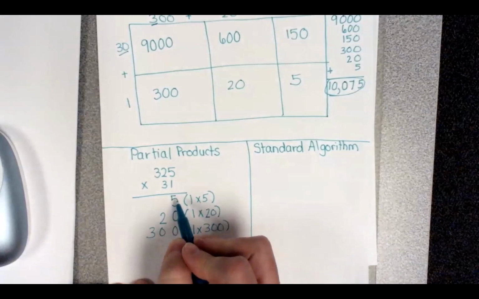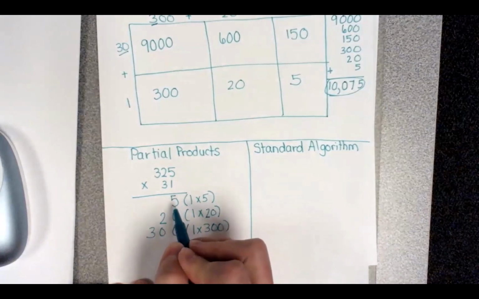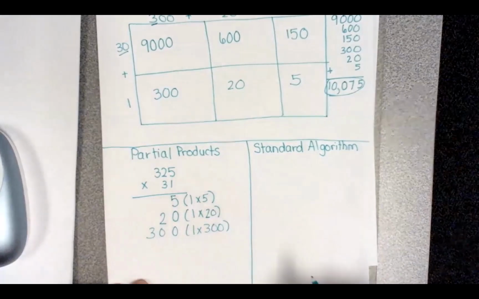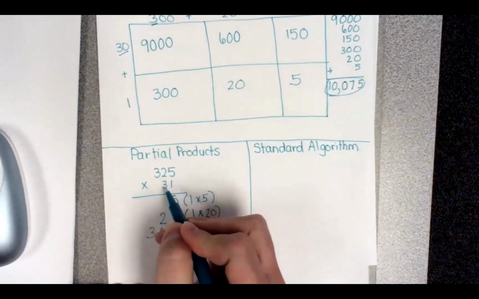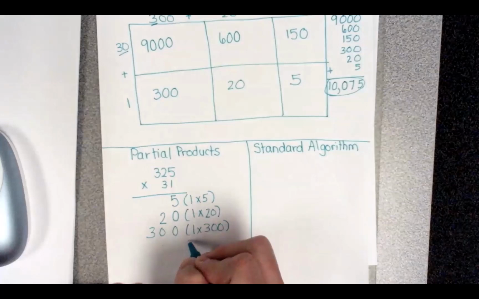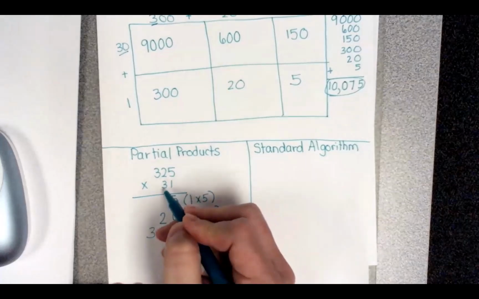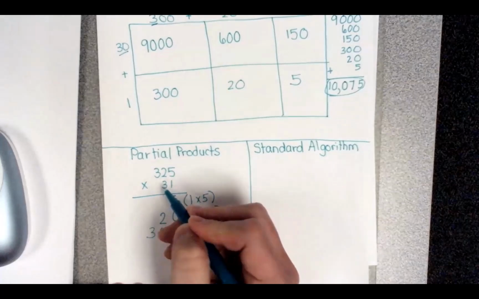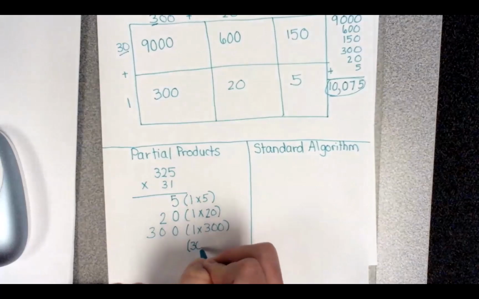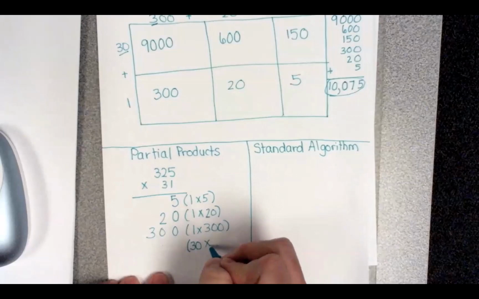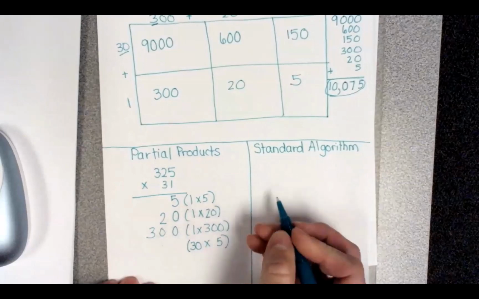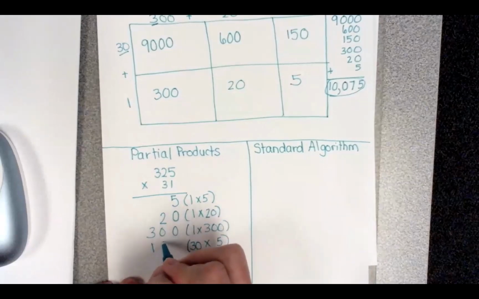300. Again, I'm trying to line up my digits by place value because that will help me add them later. And then I'm going to go to the 3. So now the 3 is a little different because it is not just a 3. It is in the tens place of 31, so it has a value of 30. So if I'm multiplying 30 by 5 this time, I know 30 times 5, excuse me, is 150.